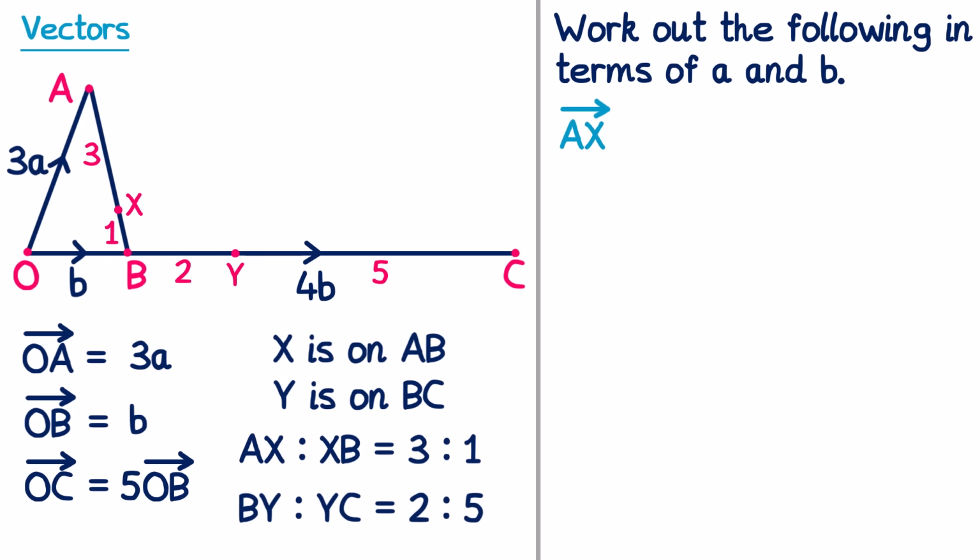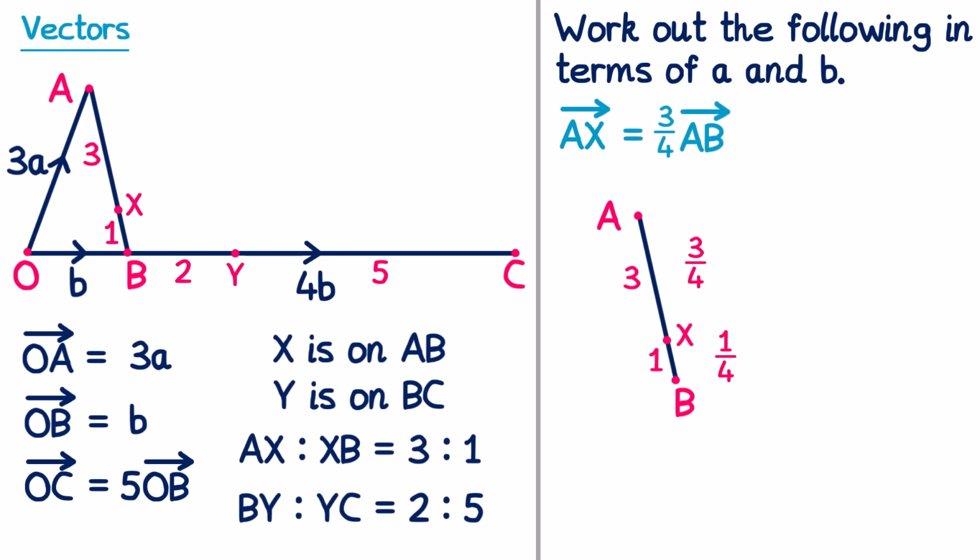We're trying to find the vector from A to X. Let's take a closer look at the line AB. So we wrote down that X was a point on this line, so we end up with these ratios, 3 to 1. Now if this line has 4 parts of the ratio in total, from A to X is 3 of those parts, so it represents 3/4 of the line. Since from X to B is only 1 part of a total of 4 parts, from X to B is 1/4 of the line. This means we could write the vector going from A to X is 3/4 of the length of the whole line from A to B, which we would write as 3/4 of AB.